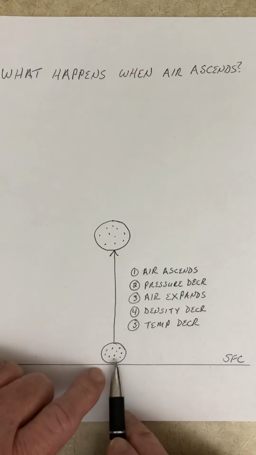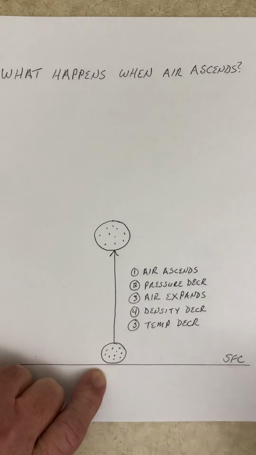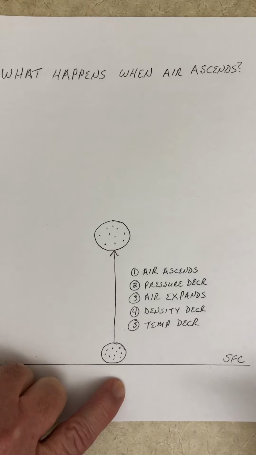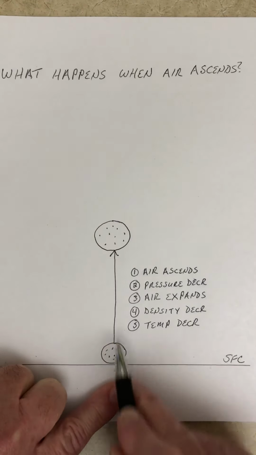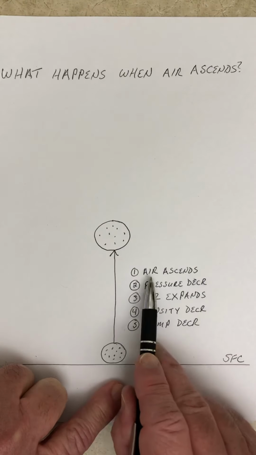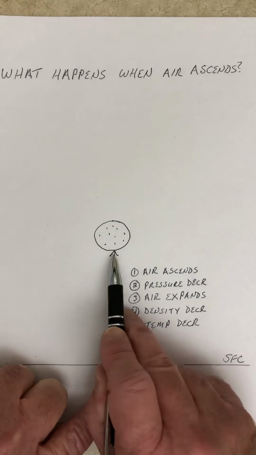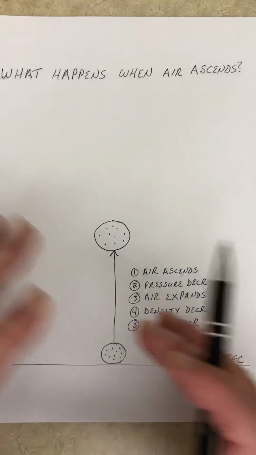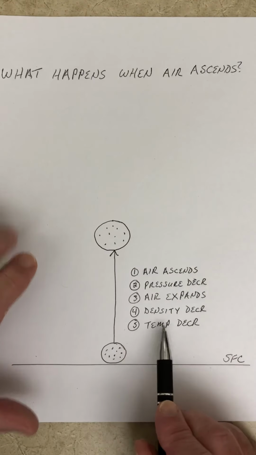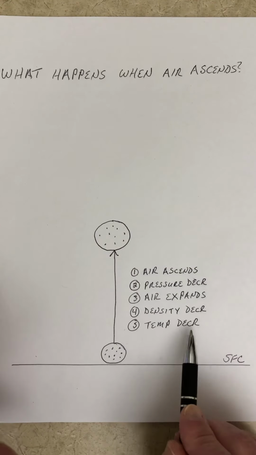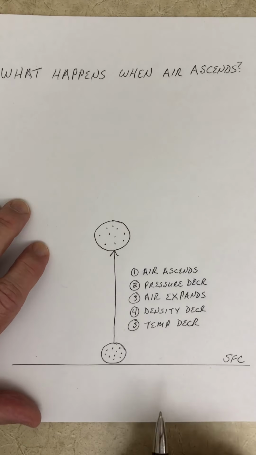So as we've taken our air parcel, and this is a set of dominoes, all of these things take place. One thing causes the next thing to happen. So when we get this air to rise or ascend, the air ascends, the pressure decreases, the air expands. Because the air expands, the density decreases. Because the density decreases, the temperature is going to decrease.